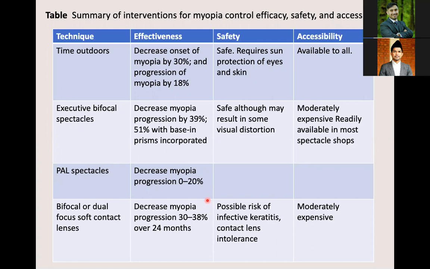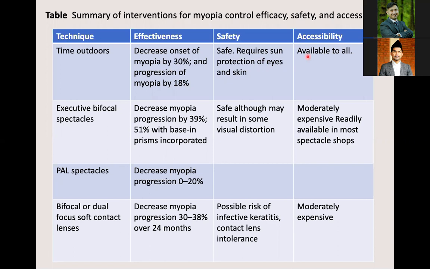Here are the different techniques, their effectiveness, their safety, and accessibility. Time spent outdoors decreased the onset of myopia by 30% and progression of myopia by 18%. Look carefully: onset of myopia by 30% and progression by 18%. And it is safe, and it is available to all.